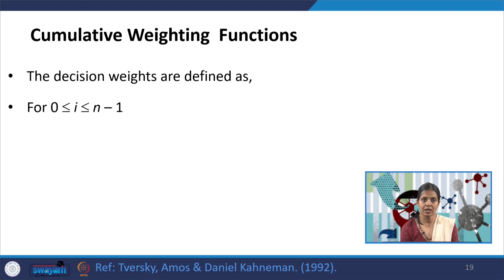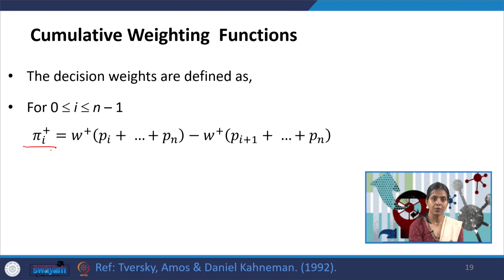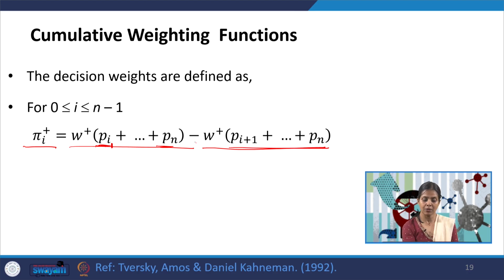Now, the decision weights are defined as follows. For any i between 0 and n minus 1, we have the decision weights associated with the positive outcomes, pi i plus, which are given as w plus of (pi up to pn). So, we are adding first of all the probabilities associated with all the positive outcomes, and then subtracting the ones from the next one, p(i+1). So, we are now subtracting the weight associated with p(i+1) to pn.